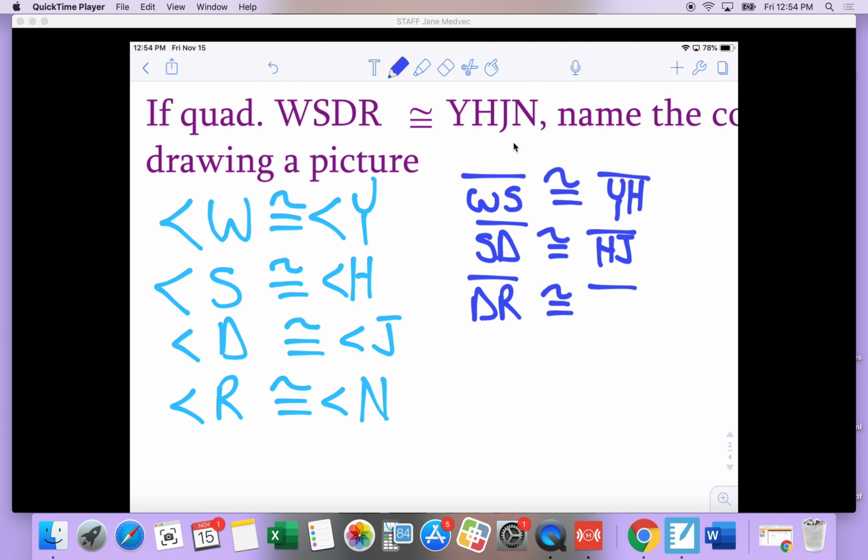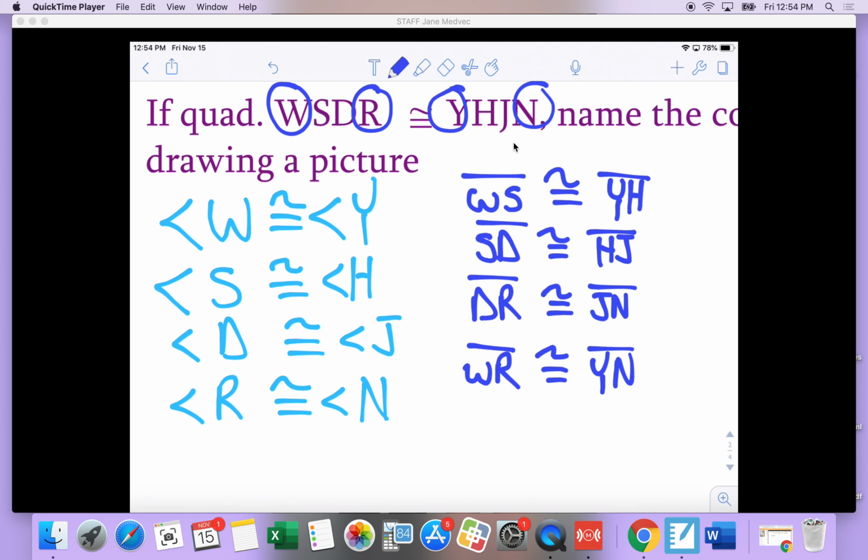And DR congruent to JN. Okay, now I've got a fourth side because it said it was a quadrilateral. It also has 4 vertices, so I know it's going to have 4 sides. So I'm going to go line segment WR is congruent to line segment YN. That's correct. You'll notice I picked WR, and so I'm going to pick YN in that order. Any questions on this?